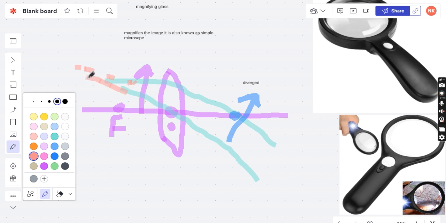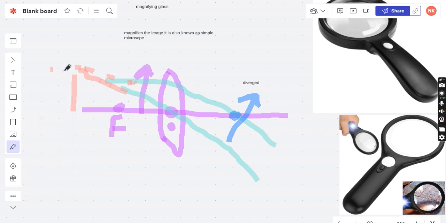Here is the height of the image obtained. This is the height of the image, which, for instance, this is A and this is B. So here we obtain A dash and B dash. This is basically A dash and B dash. This angle here is known as beta, which means the angle subtended by the image is known as beta.